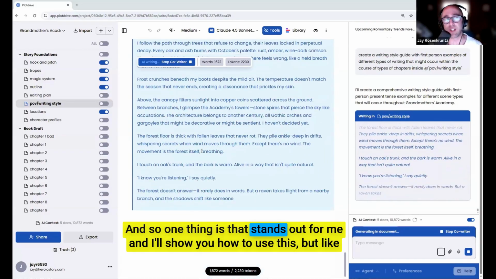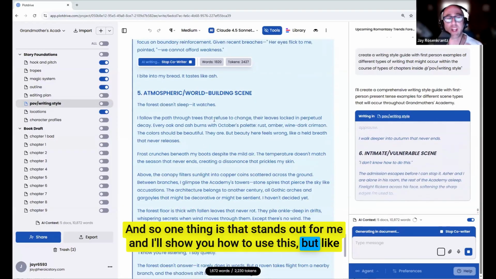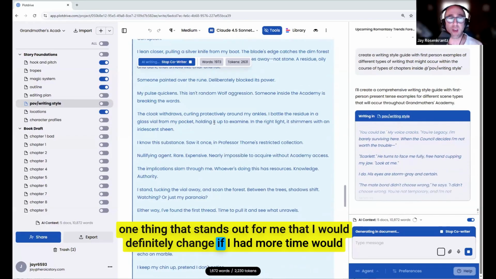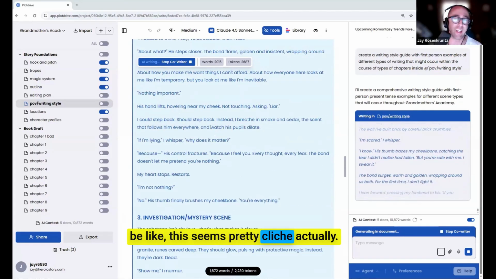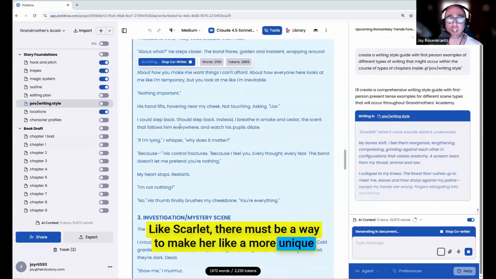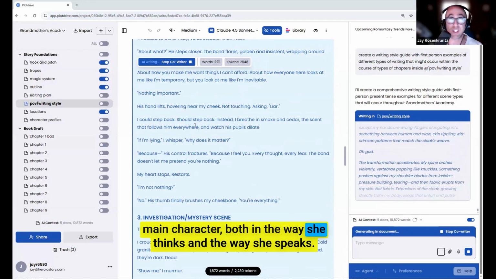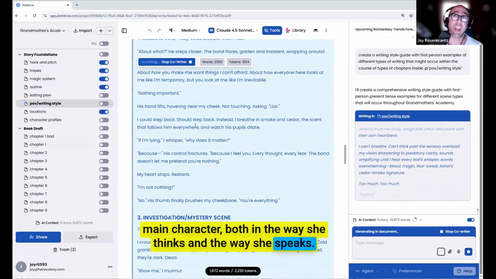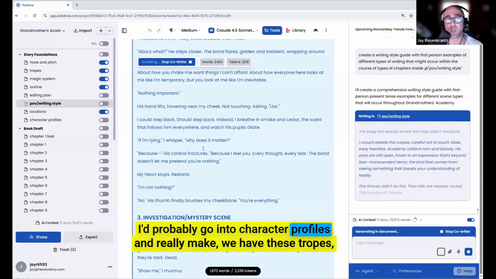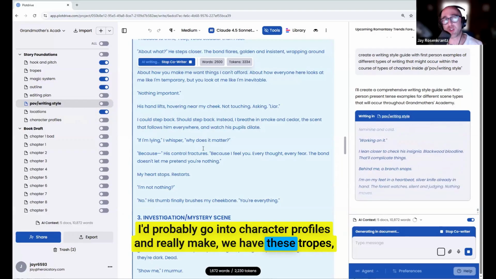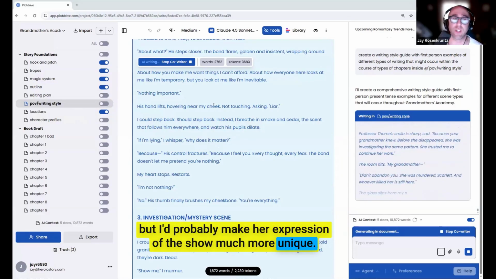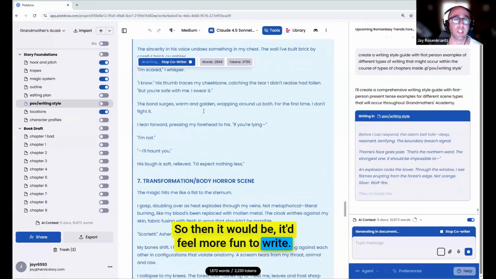And so one thing that stands out for me, and I'll show you how to use this, that I would definitely change if I had more time, is this seems pretty cliche. Actually, like Scarlett, there must be a way to make her a more unique main character, both in the way she thinks and the way she speaks. And I don't know enough about her flaws. I'd probably go into character profiles and really make, we have these tropes, but I'd probably make her expression of the tropes much more unique. So then it'd feel more fun to write.